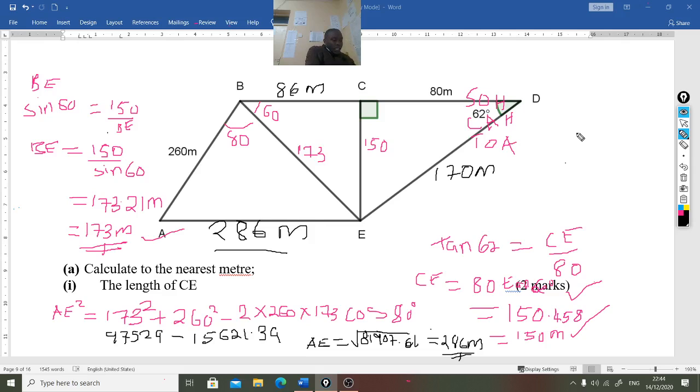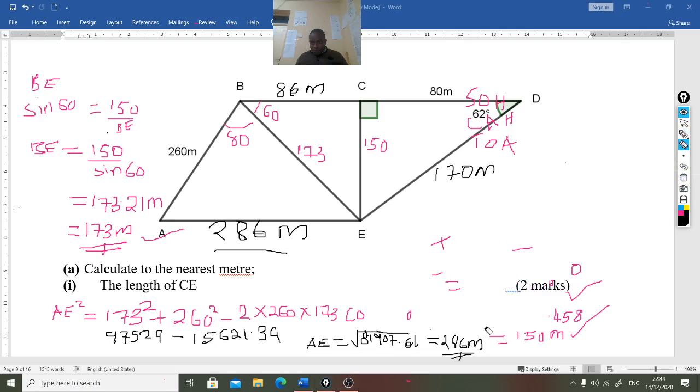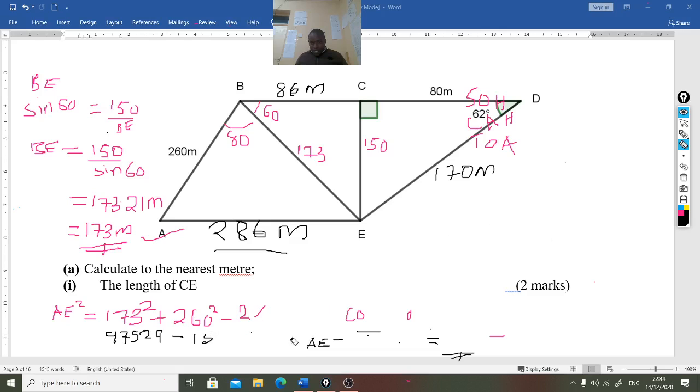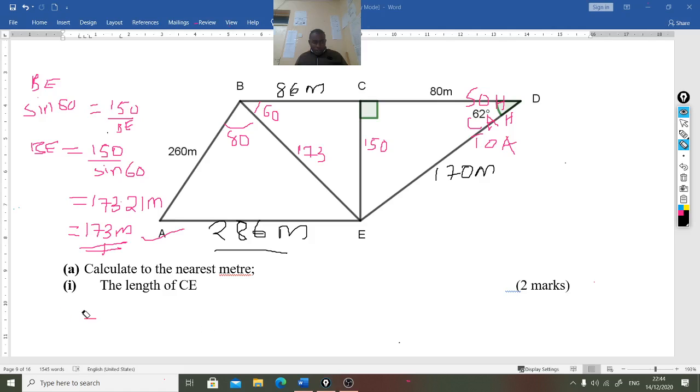Now I need to go and do part B of the question. So that is how you were supposed to handle this question. Then we go to part B of the question.